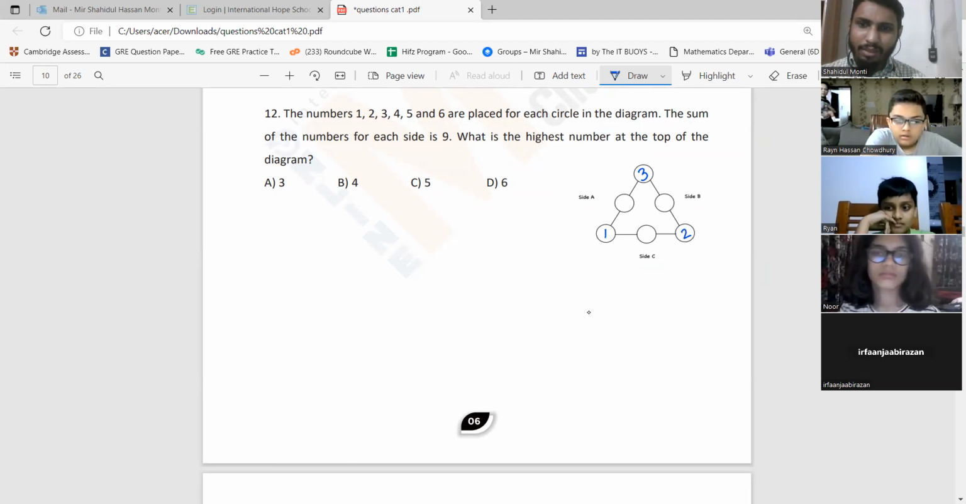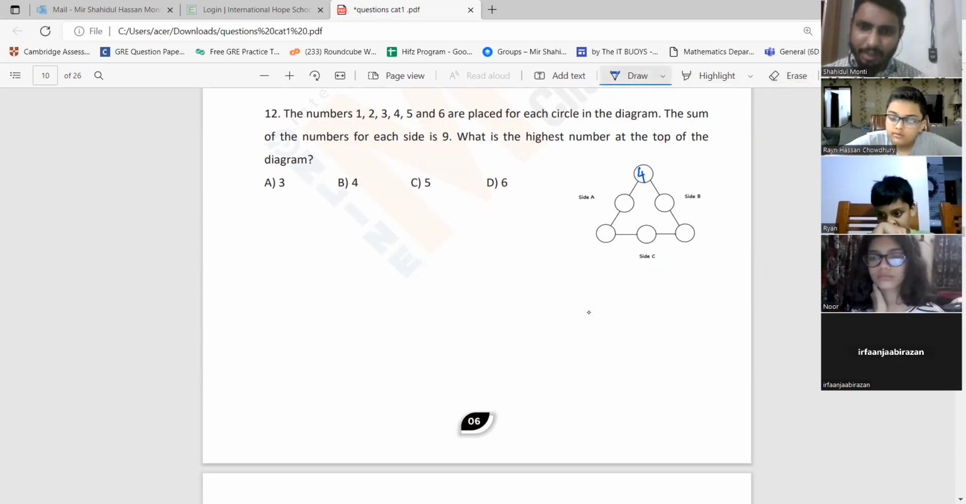We can place 1s and 2s here. I didn't understand why 3 is the highest number. You cannot place a 4 here. Please follow me. You cannot get a number greater than this. If you place a 4 here, you have a real problem.